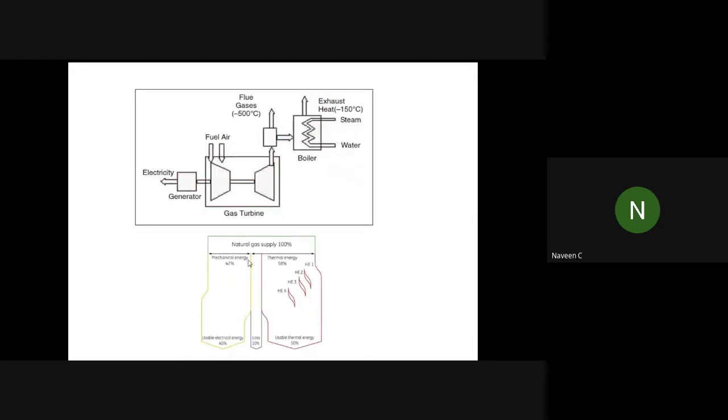That is the advantage. So you can see the natural gas supplied is 100%. 42% you are using for the mechanical energy, which can be converted into electrical output as 40%, and also thermal energy 58%, of which you can use usable thermal energy as 50%, and the loss is only 10%. So mostly 90% you can use.